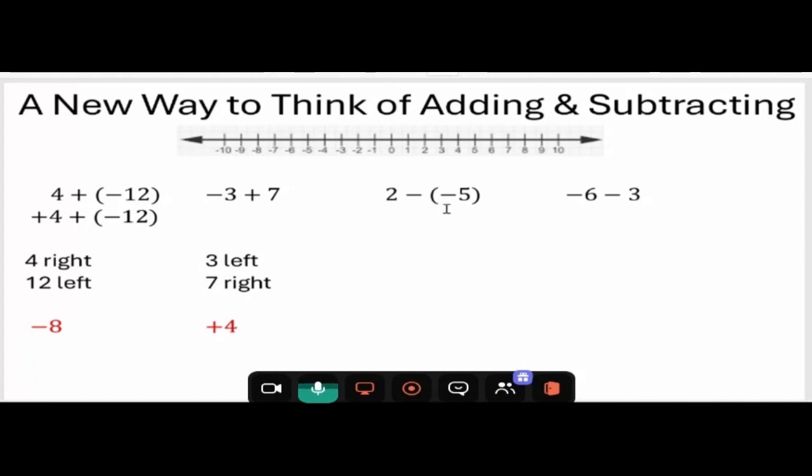2 minus negative 5. Well, I'm going to notice a couple things. First of all, I just remind myself that there's a plus in front of that 2, even though I don't write it. And then I have minus a negative, which we've already seen is actually plus, right?